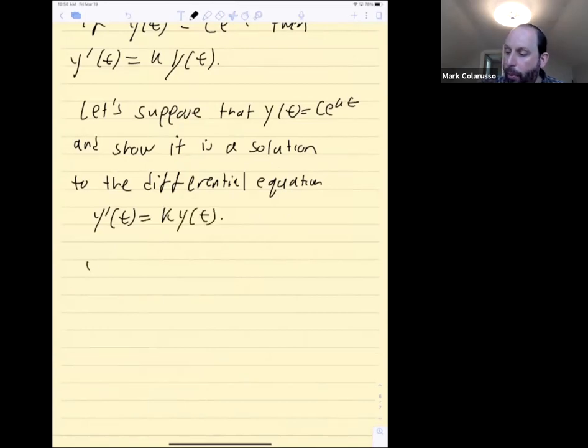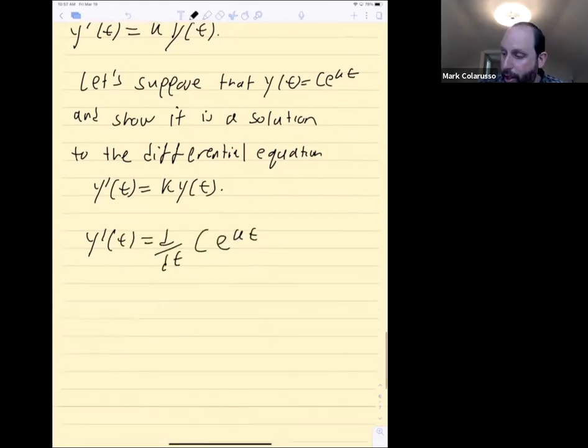Okay, so we need to compute y prime. y prime of t is the time derivative of c e to the kt. C is a constant, so we can pull it out of the derivative. And this is e to the kt.